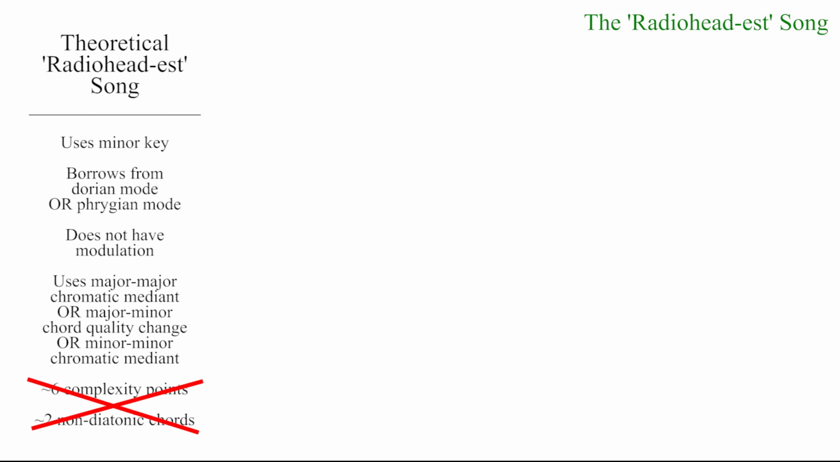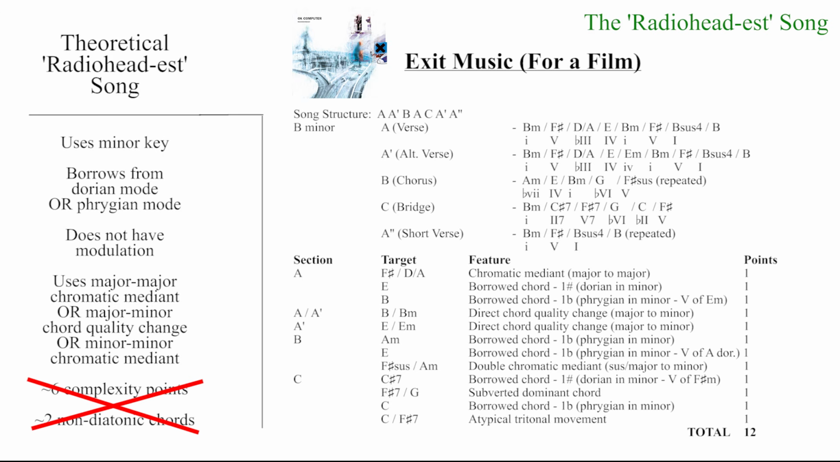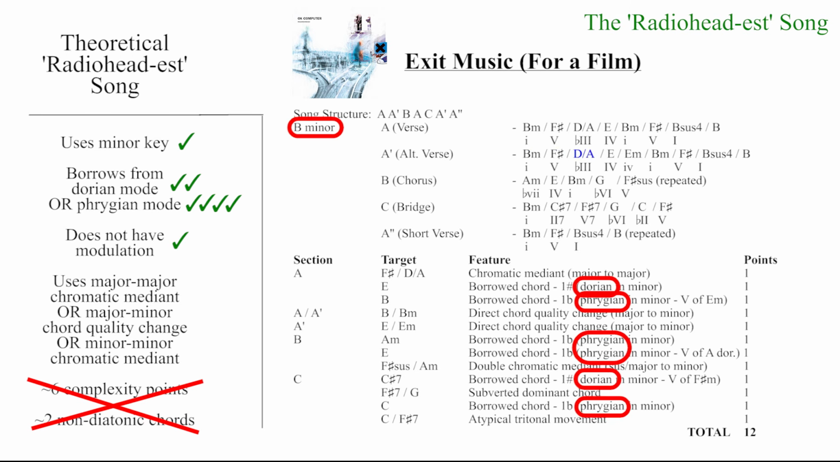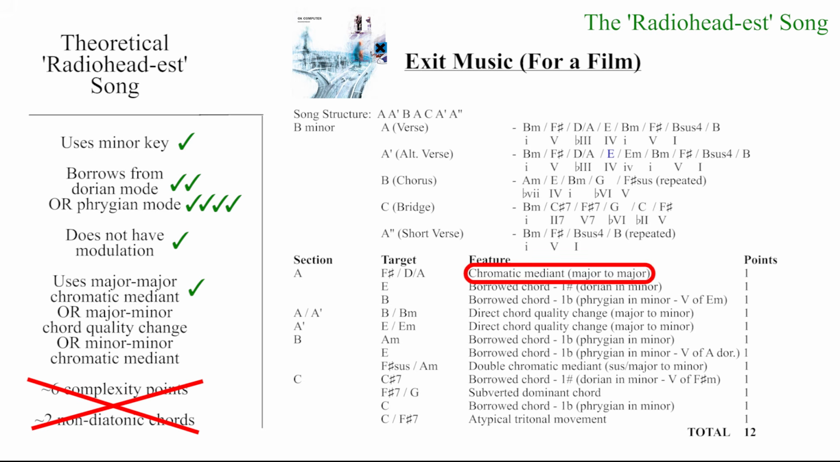Another good match for the Radiohead-est Song, and my personal pick for what song most feels like Radiohead's typical use of functional harmony, is Exit Music for a Film from OK Computer. This song is in a minor key and borrows from both the Dorian and Phrygian modes. It contains a very prominent major-to-major chromatic mediant, as well as 2 different direct major-to-minor chord quality changes. Of course, at 12 points, it has a few other functional harmony features that are somewhat less typical, but if anything, these help reflect the overall diversity of Radiohead's harmonic vocabulary.